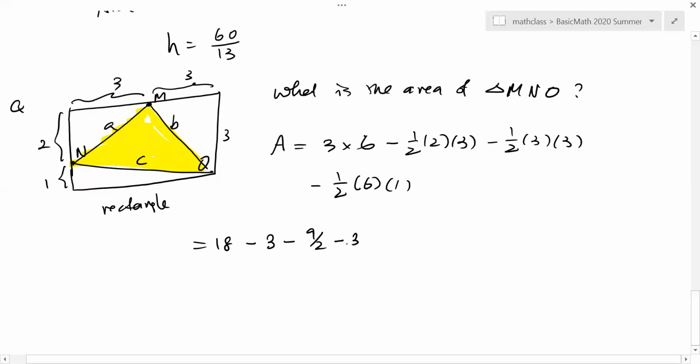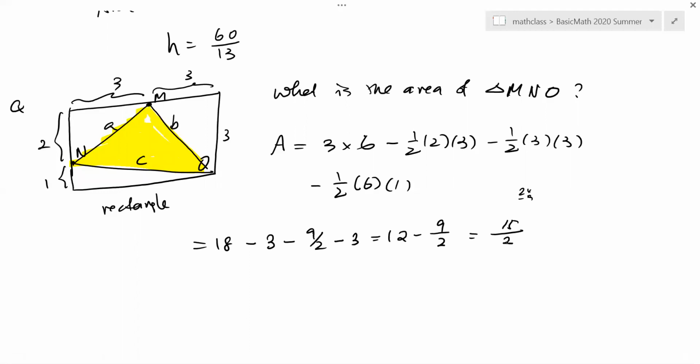Okay, let's continue. So 18 minus 6 is 12. And 24 minus 9, 15 over 2. Okay, so 15 over 2 is the right answer. Okay, be careful when you do the computation.